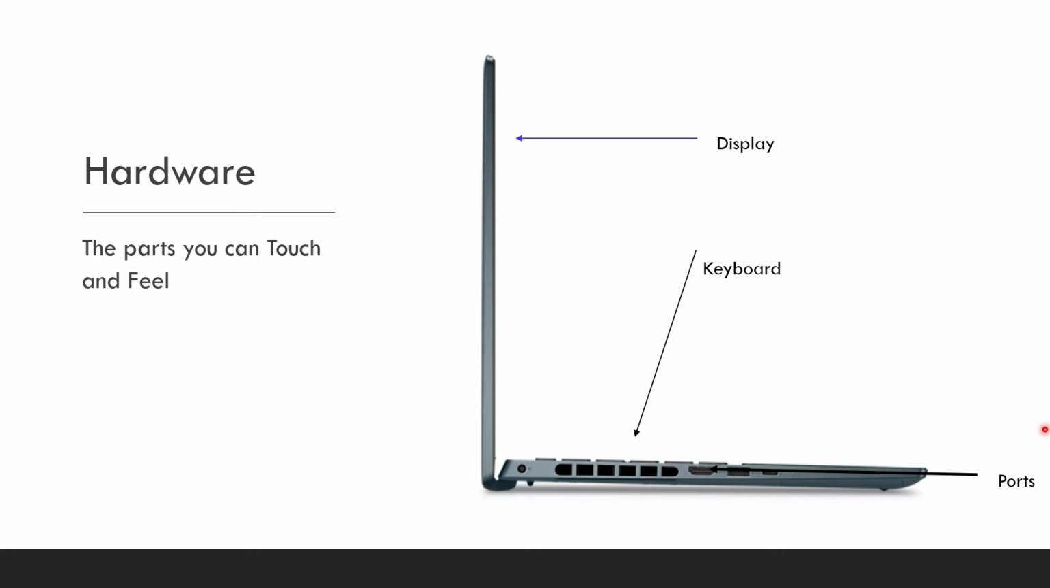With a keyboard, you'd be inputting data into your computer by inputting text, and you would be taking it out of your computer if you connected your computer to a display using HDMI.